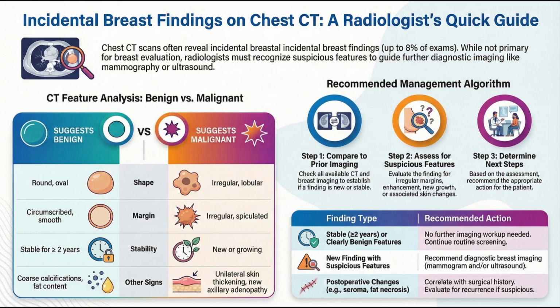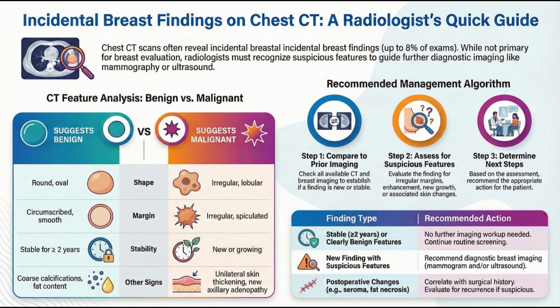But it's not in the chest cavity. It's in the breast tissue, right at the edge of the scan. And this isn't some rare 1 in a million thing. Our sources say incidental breast findings happen in up to 8% of all chest CTs. 8%. That's a huge number. And the really critical part, the part that got our attention, is what those findings turn out to be.